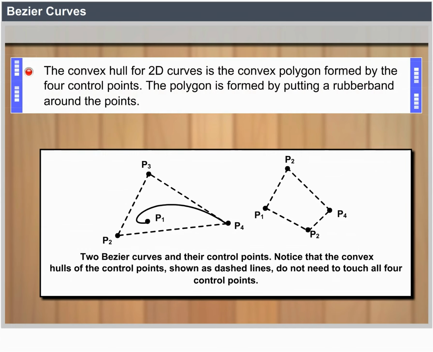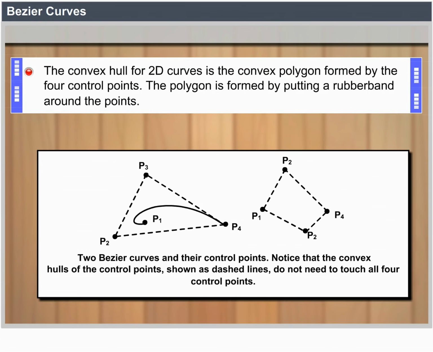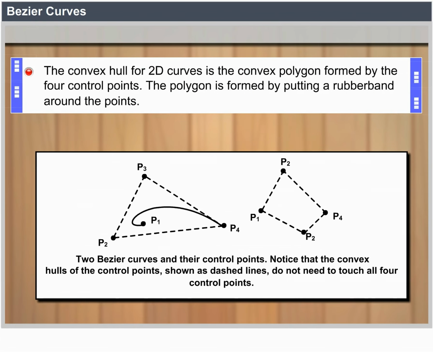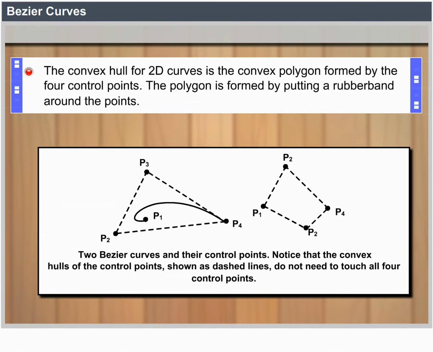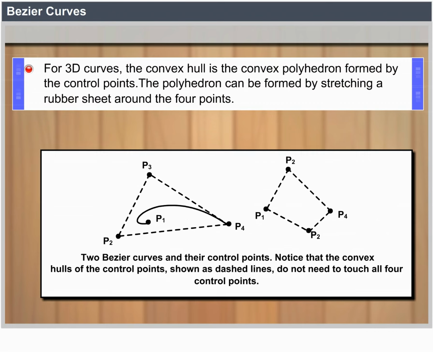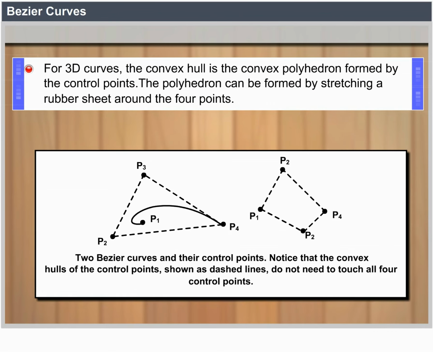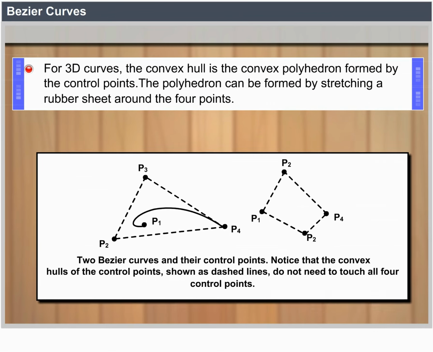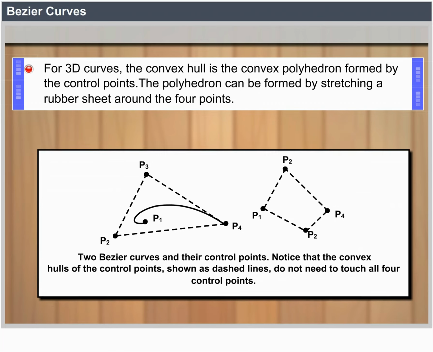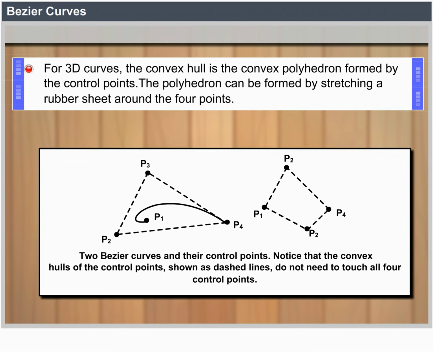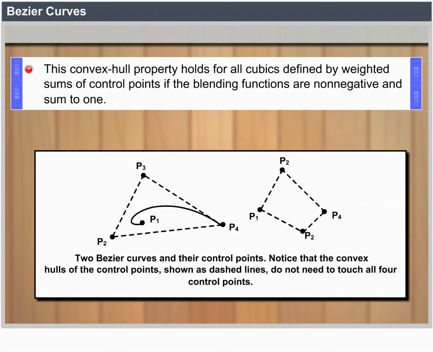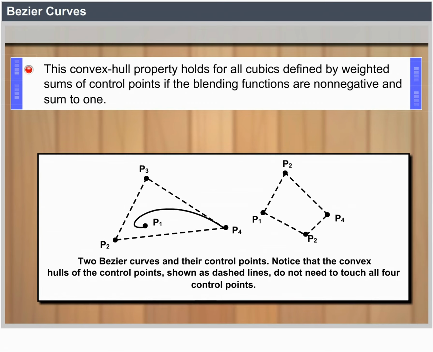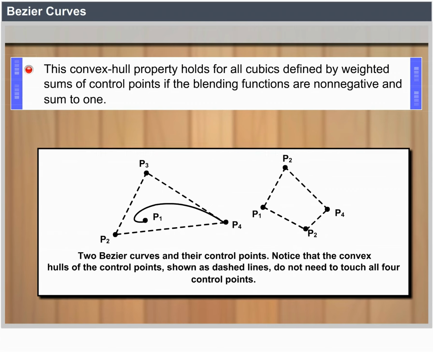The convex hull for 2D curves is a convex polygon formed by the four control points. Think of it as a polygon formed by putting a rubber band around the points. For 3D curves, the convex hull is a convex polyhedron formed by the control points. Think of it as a polyhedron formed by stretching a rubber sheet around the 4 points. This convex hull property holds for all cubics defined by the weighted sums of control points if the blending functions are non-negative and sum to 1.